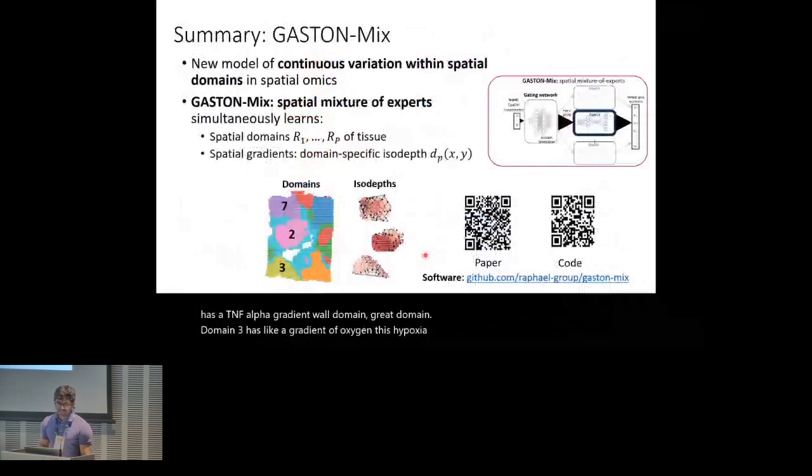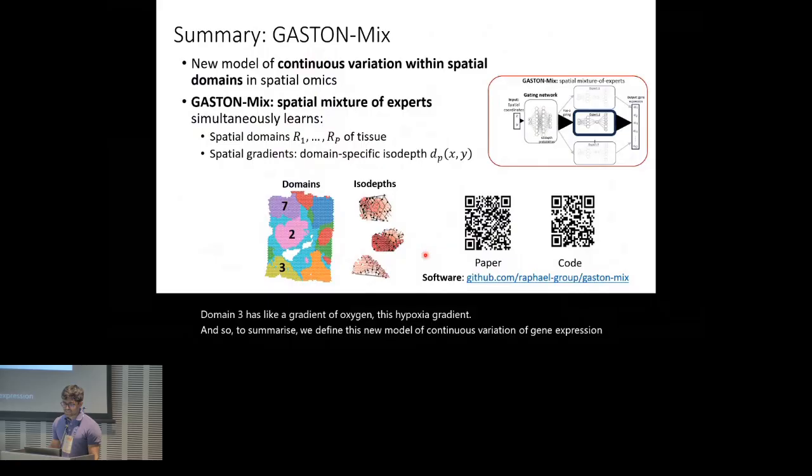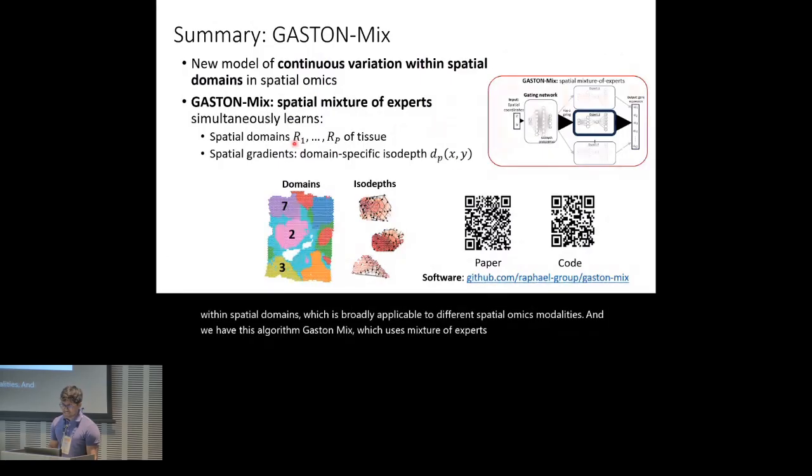And so to summarize, we defined this new model of continuous variation of gene expression within spatial domains, which is broadly applicable to different spatial omics modalities. And we have this algorithm GASTON-Mix, which uses mixture of experts to learn both spatial domains and gradients inside each domain. The paper is in bioinformatics now, so this might be outdated.